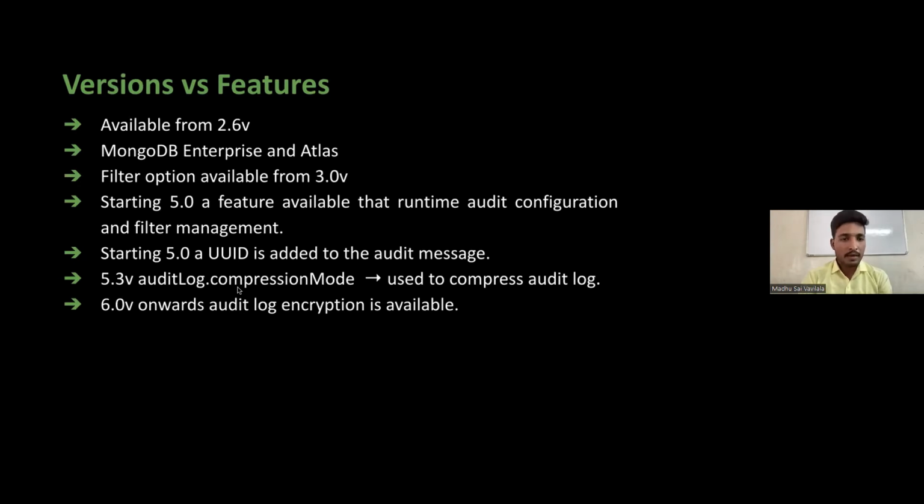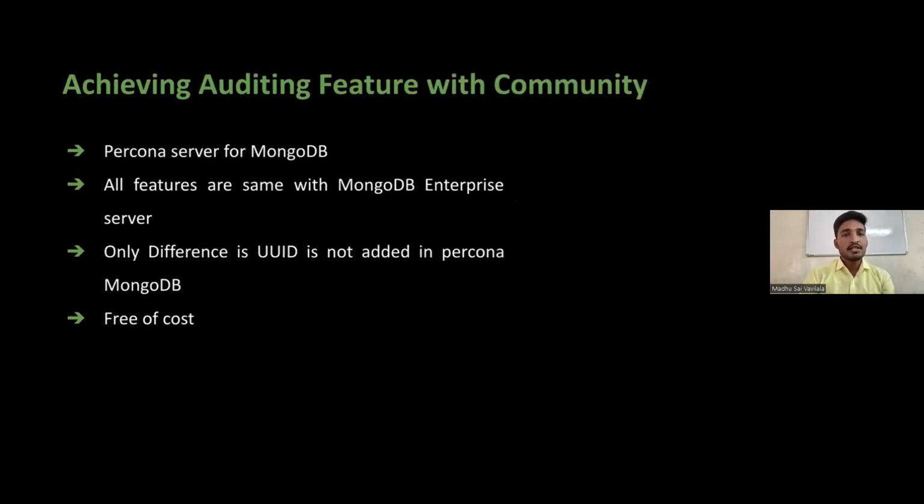In the config file, compression mode is added at 5.0. It is a minor version. Encryption is added in the 6.0 version onwards. Auditing MongoDB features with the community.